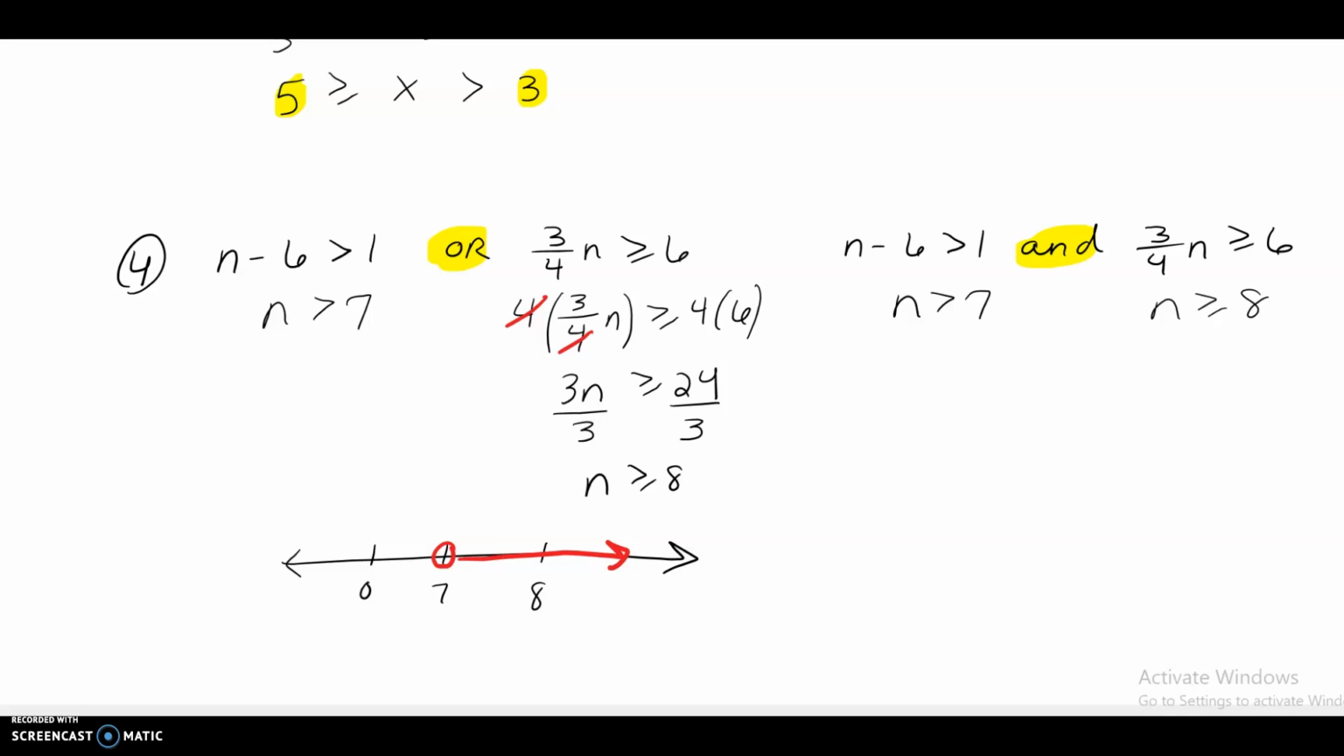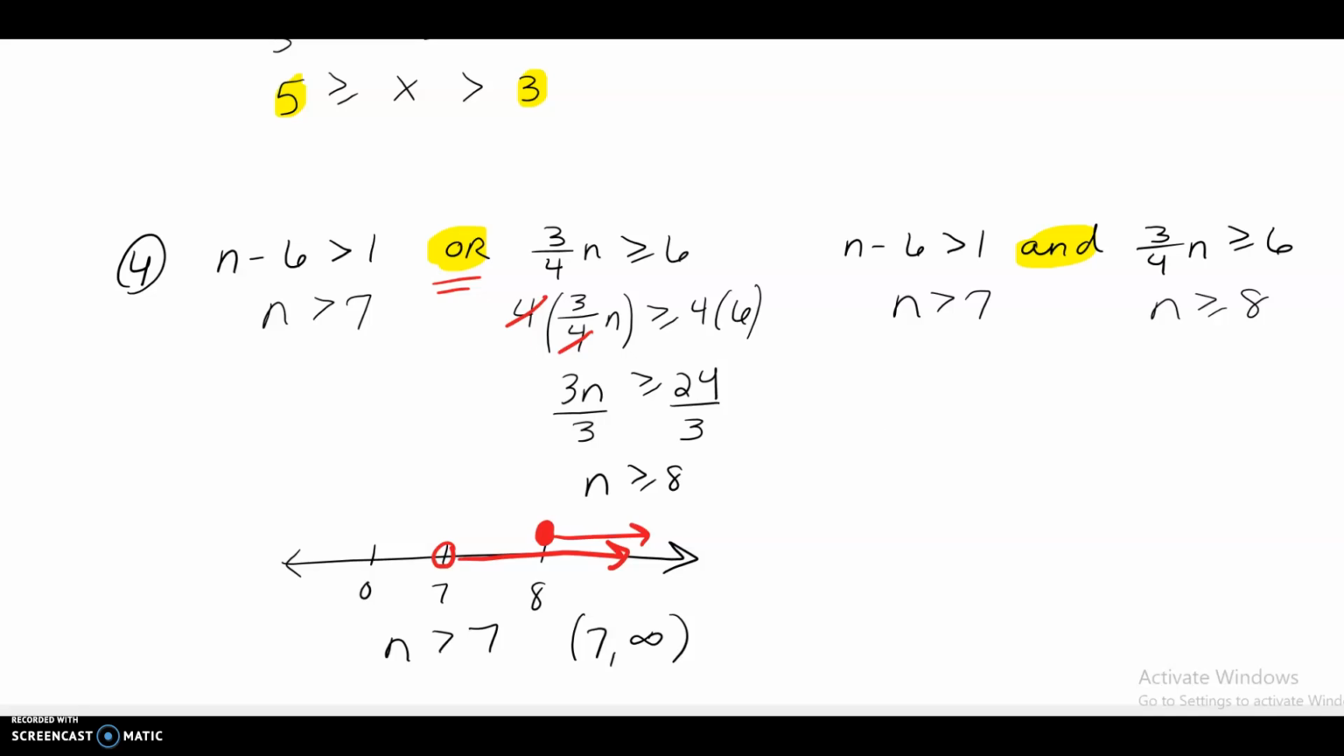The second one, I'm just going to graph it a little bit above there, would be actually a closed circle and to the right. And I have to think about this or here. So my value of n just has to meet one condition or the other. So as long as n is greater than 7, it is meeting one condition or the other. So my interval notation will be parentheses 7 to infinity. And that would be my answer for that problem with the or.